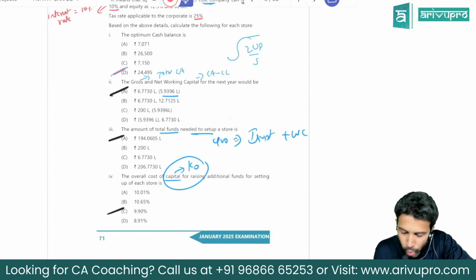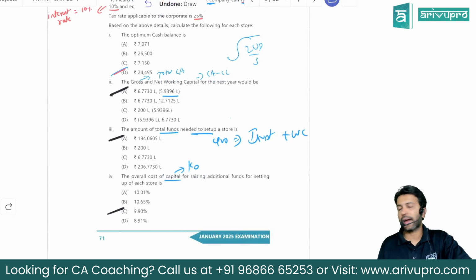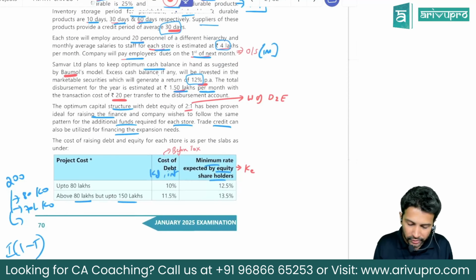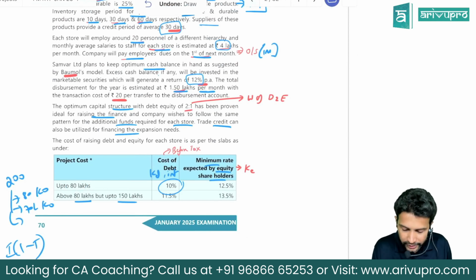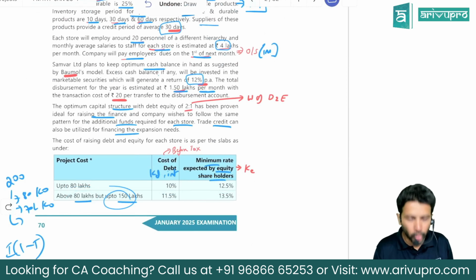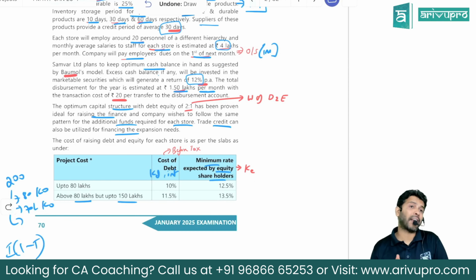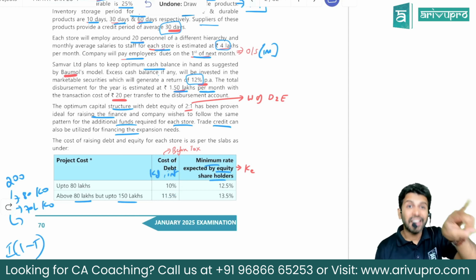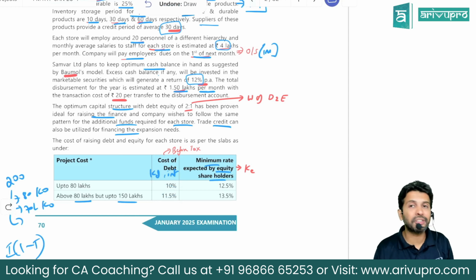Alright, next they asked you overall cost of capital. And overall cost of capital is straightforward here or on slab basis? Slab basis. Because they told if funding requirement is 80 lakh means the debt is this much, equity is that much. If it goes beyond 80 lakh but up to 150 lakh, like that they've given it on slab basis. And moreover, this is not cost of debt. This 10% is interest rate. This 11.5% is not cost of debt.